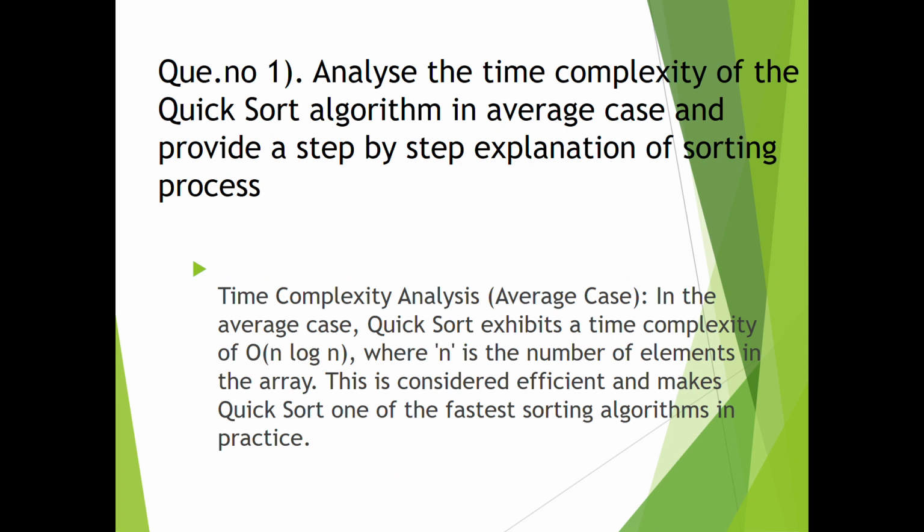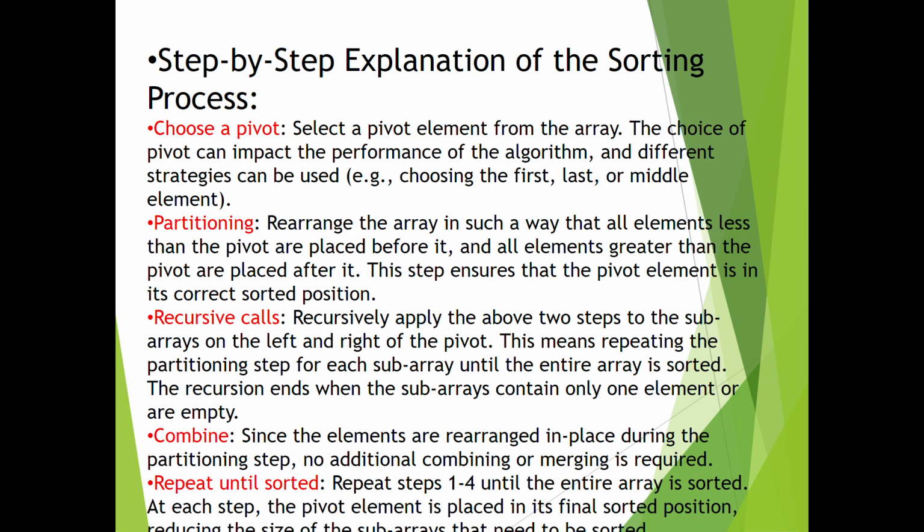So let's start from question 1. Question 1 is: analyze the time complexity of the quicksort algorithm in the average case and provide a step-by-step explanation of the sorting process. So the right answer: time complexity analysis in the average case. In the average case, quicksort exhibits a time complexity of big O of n log n, where n is the number of elements in the array. This is considered efficient and makes quicksort one of the fastest sorting algorithms in practice.